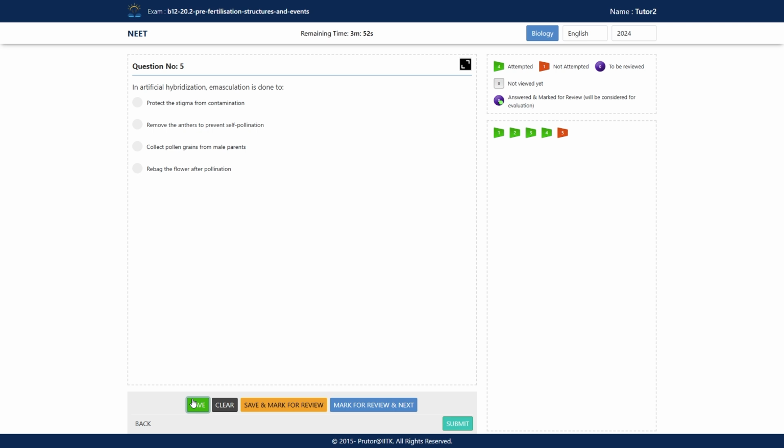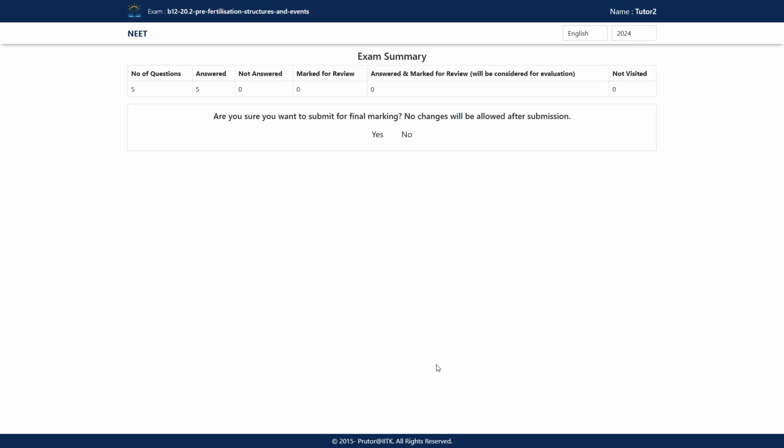So in artificial hybridization, why is the emasculation done? To remove the anthers to prevent self-pollination. There should not be self-pollination. To avoid self-pollination, the emasculation process is done. So we will opt for option B, and save it and submit it. Then we'll see the result.